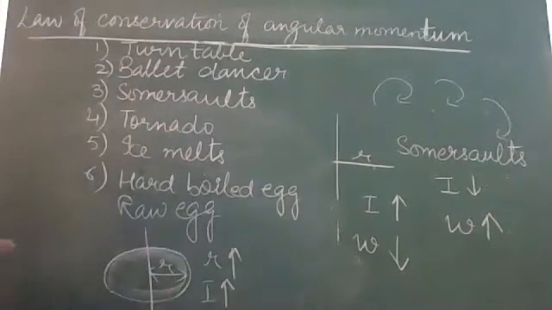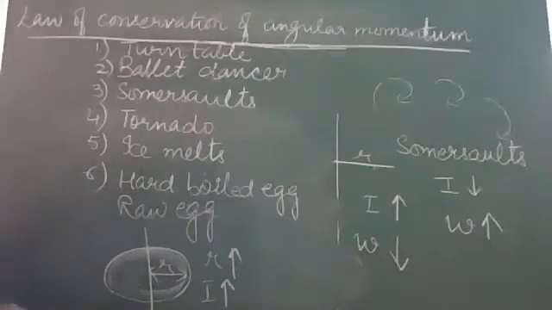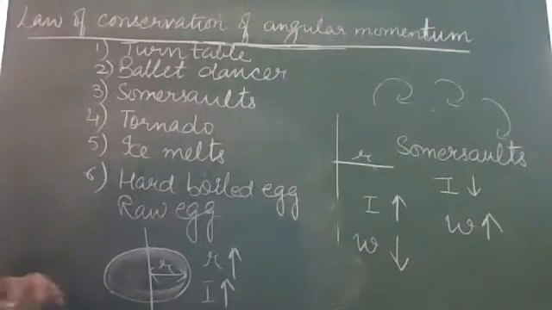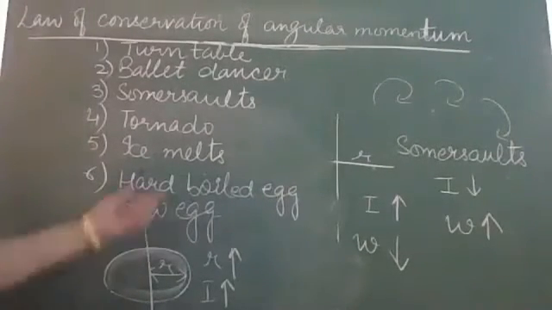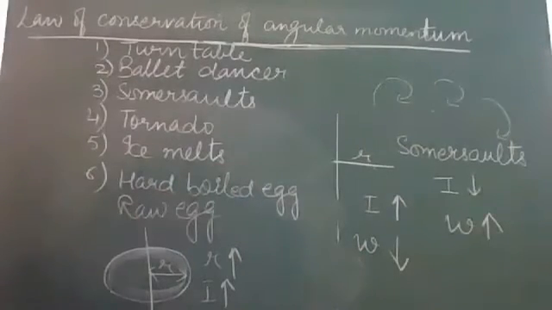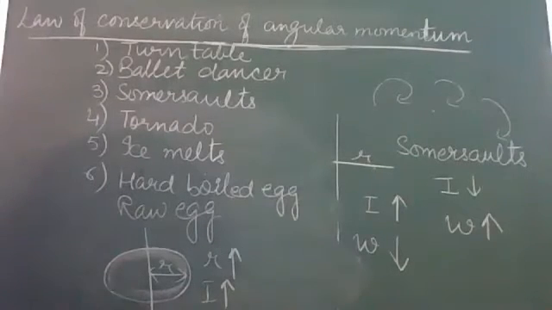So the egg which is spinning at a slower rate will be the raw egg, and the egg which is spinning faster must be the hard-boiled egg. So on the basis of the law of conservation of angular momentum, again we can distinguish between the two eggs. So these types of conceptual questions will be there. Okay, so the law of conservation of angular momentum is clear to you.